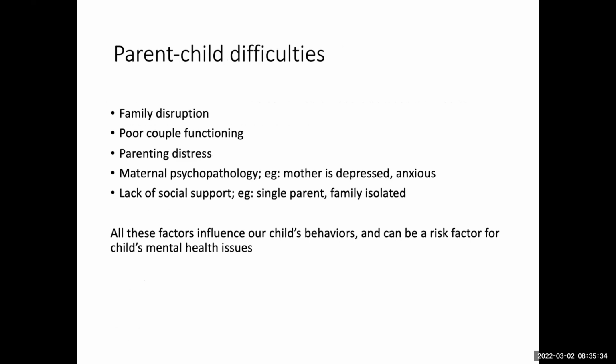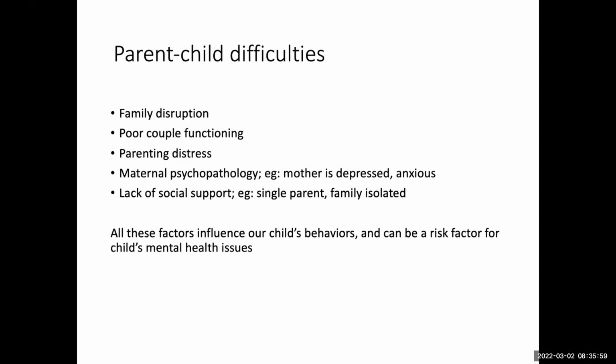Okay. We look into more detail on the parent-child difficulties just a little bit. So what do you mean by parent-child difficulties? These are the examples. First is the family disruption. In some families, they can have separation, divorce, parents remarrying, having step families. So that can be a factor that can influence the child's mental health as well.